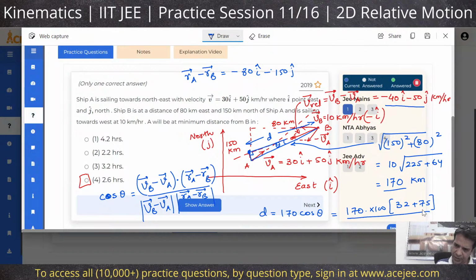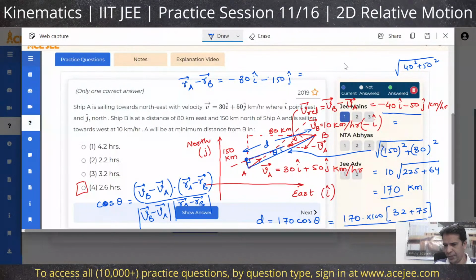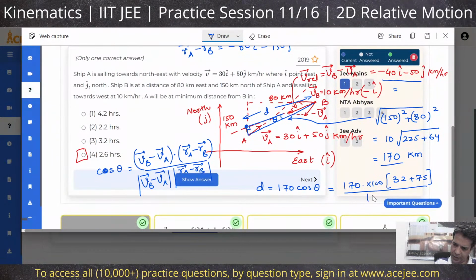And unless I've done some error here, you guys can tell me. So this is square root of 40 square plus 50 square. And what is the magnitude of this one? This is 10 square root. Sir, this 170, we have already done this. Yes, this is already calculated here. This is 170. This 170 and the other one will cancel out.